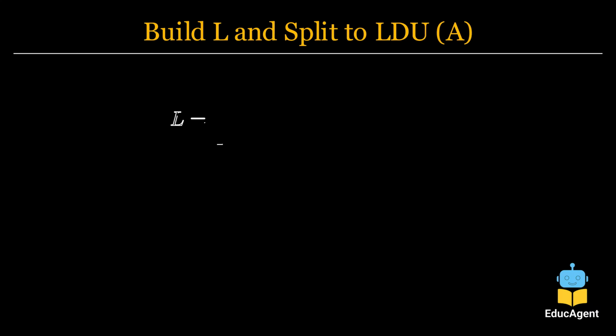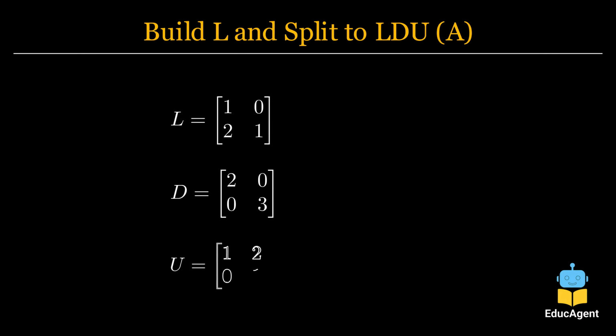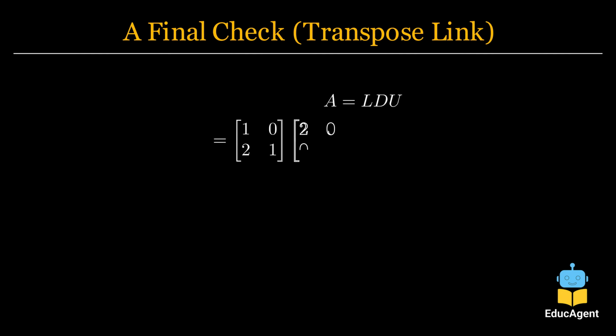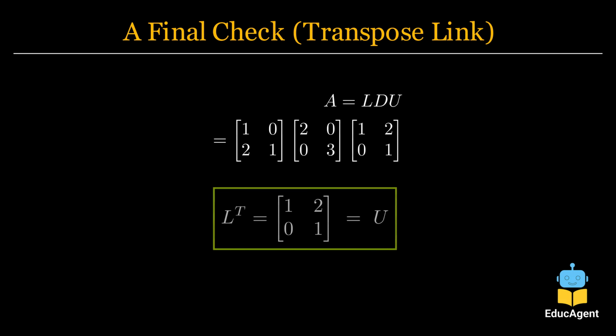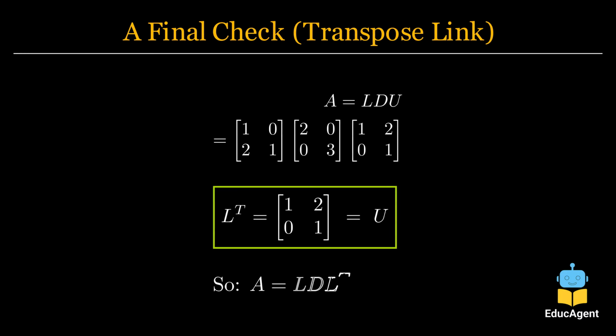The multiplier 2 goes into L below the diagonal, with ones on the diagonal. The pivots are 2 and 3, so those form the diagonal matrix D. We scale U so it has ones on the diagonal. Dividing the first row by pivot 2 turns the 4 into 2 above the diagonal. That gives the complete LDU factorization of A. And because A is symmetric, we see U matches L transpose exactly. This is the symmetric LDL transpose form.